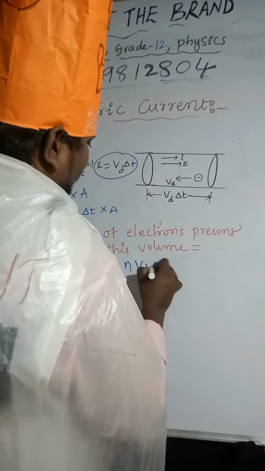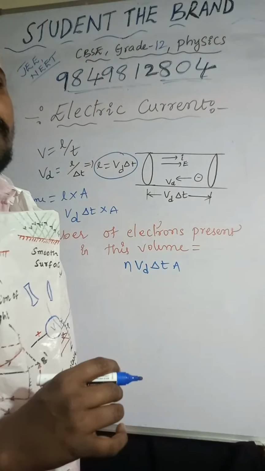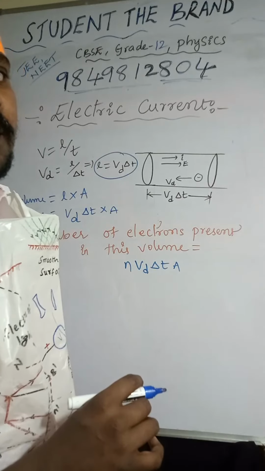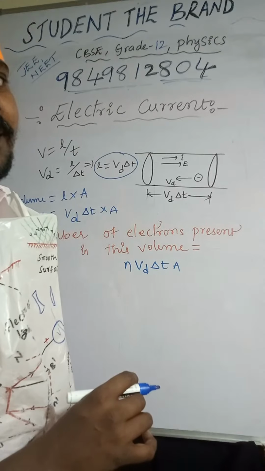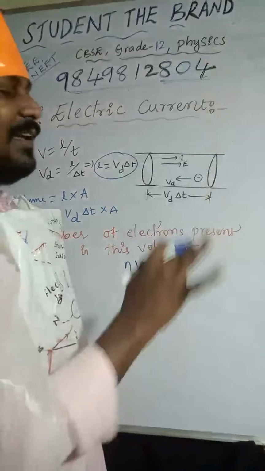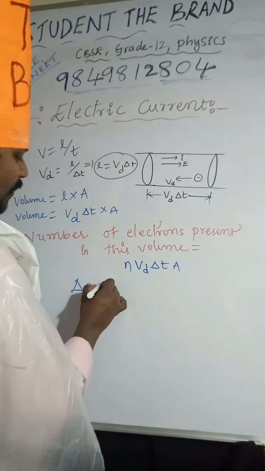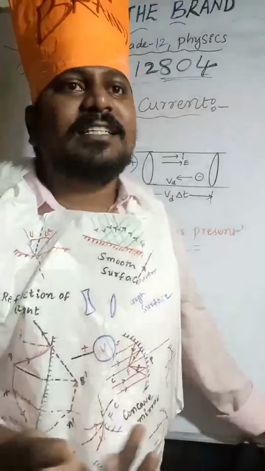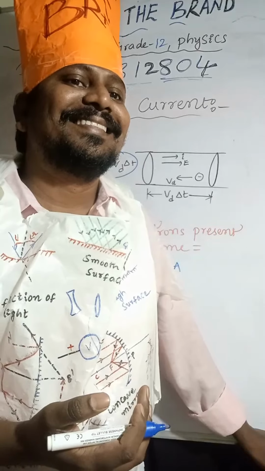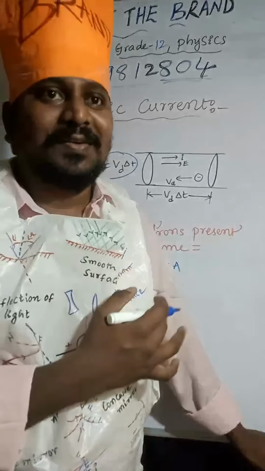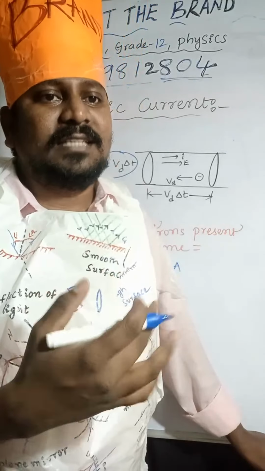The number of electrons is N into VD into delta t into A. So now delta Q, the flow of charge. We know quantization of charge. What is the quantization of charge? We'll discuss quantization. Charge is the number of electrons into e, that is N into e.